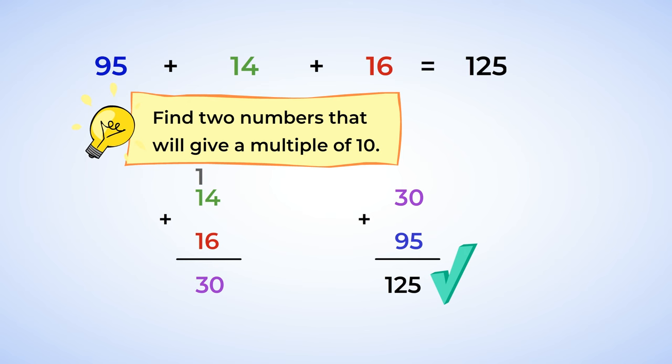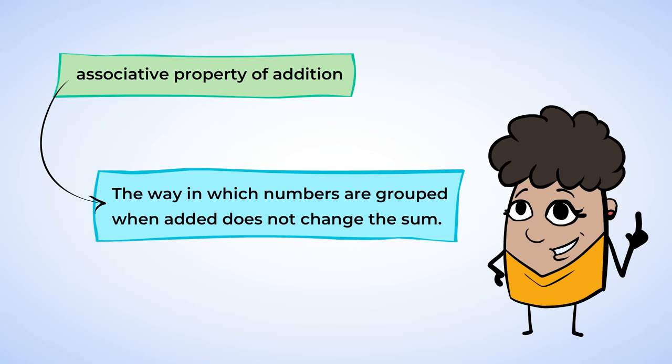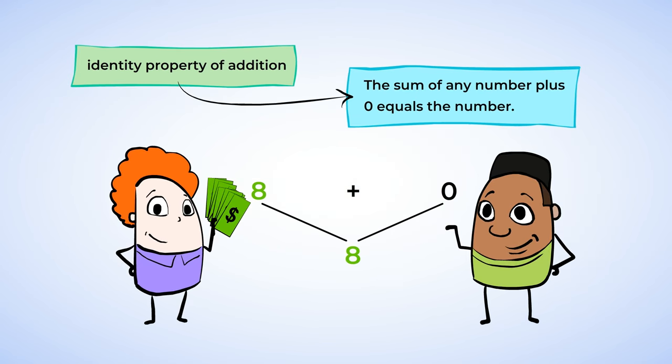Awesome! Wow, we did a great job with these exercises. Now let's remind ourselves of the most important rules from this lesson. The commutative property lets you change the places of the addends without changing the sum. The associative property lets you group the addends without their sum being changed. And the identity property deals with zeros. The sum of any number and zero equals the number itself.